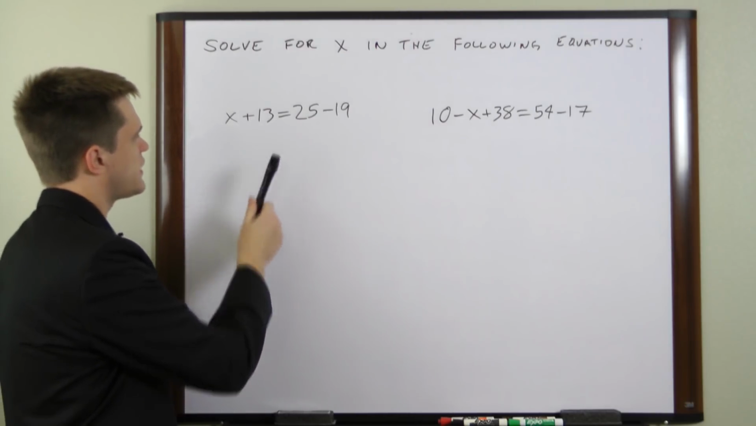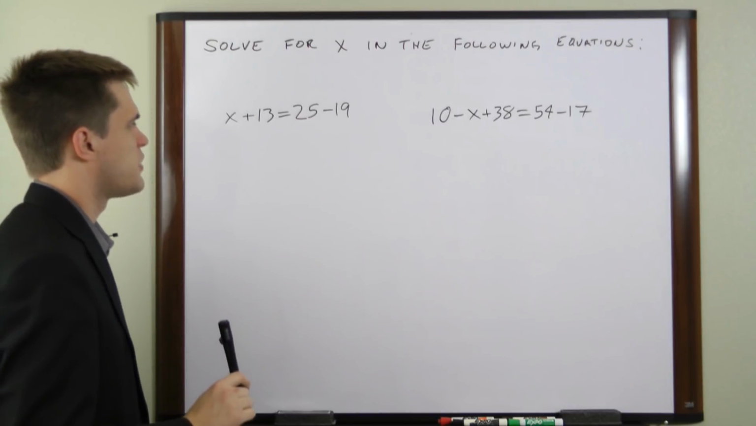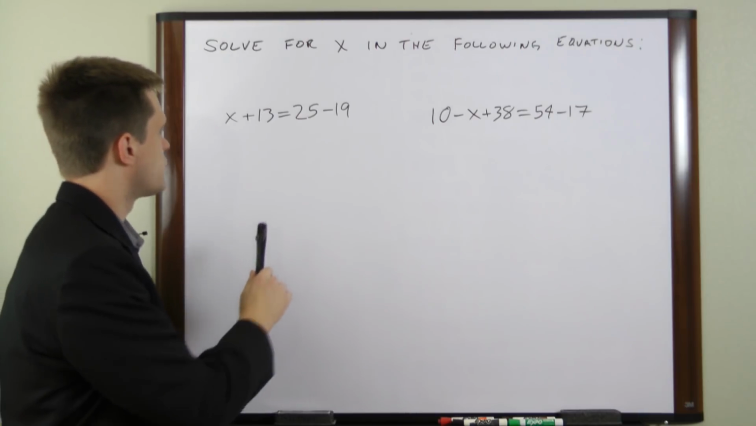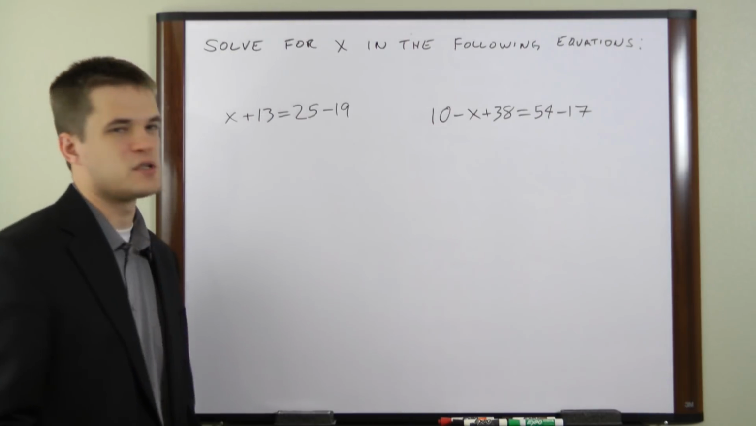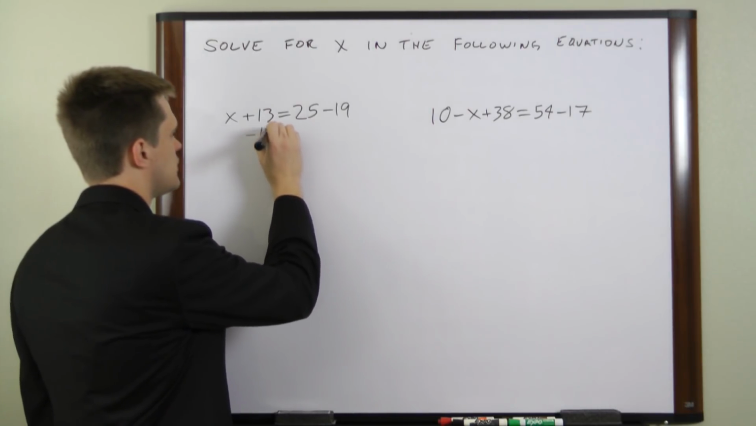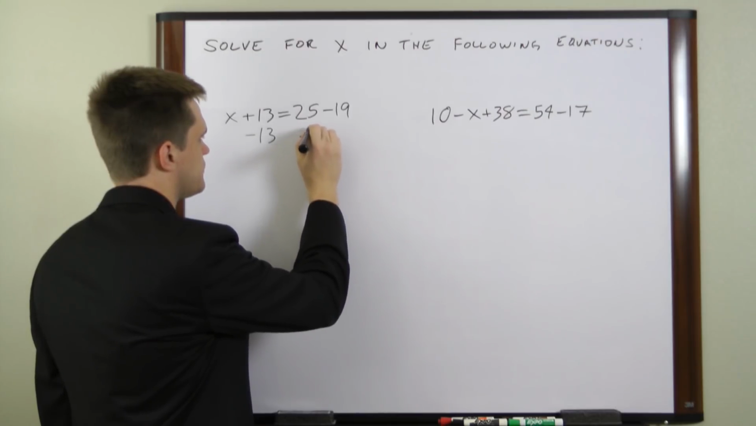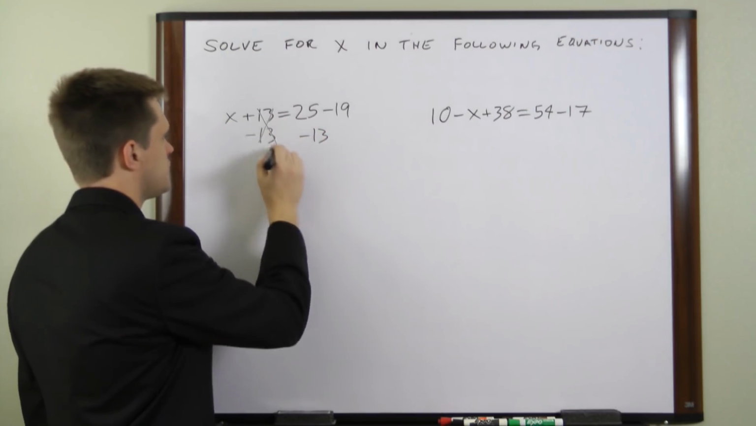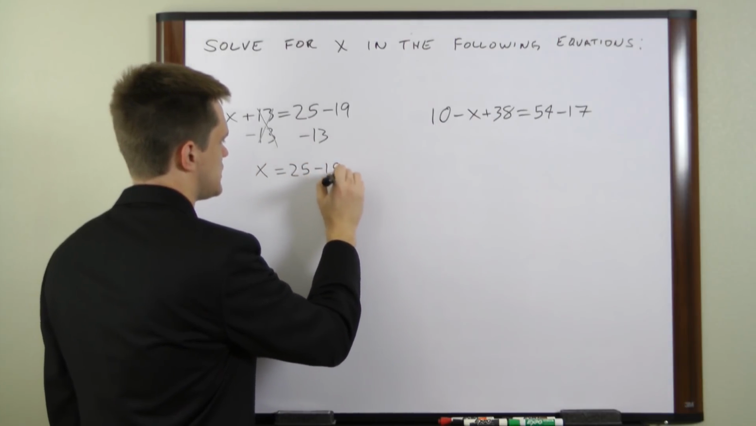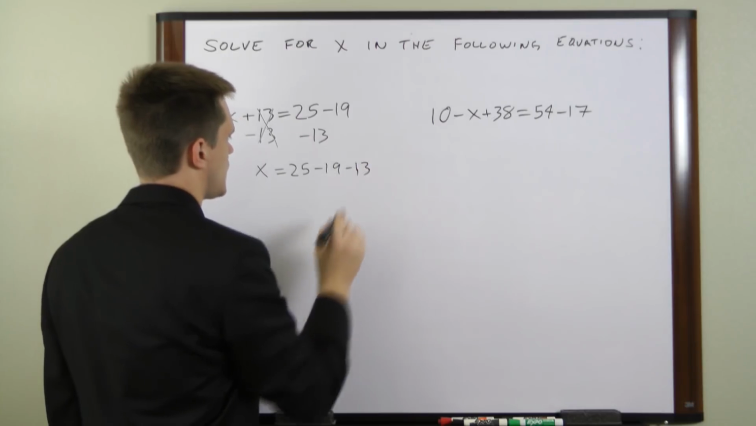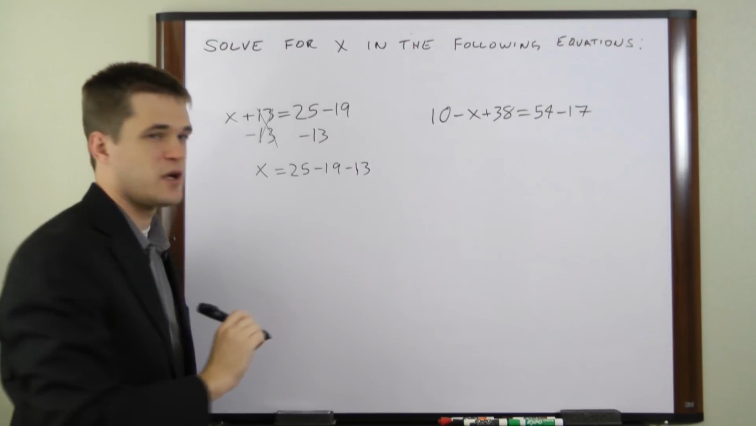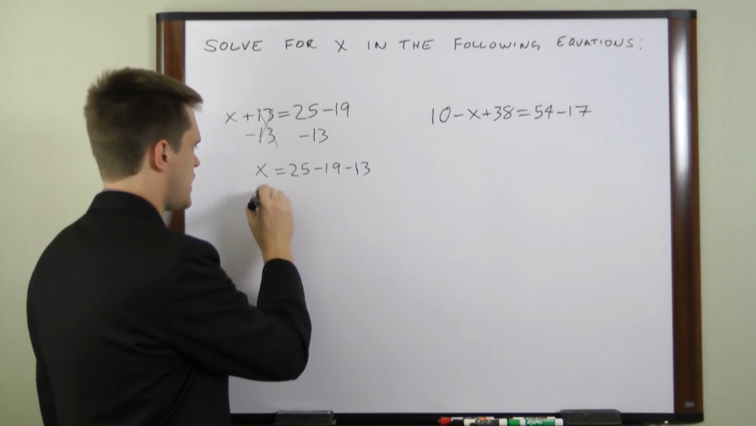In this first one we have x plus 13 equals 25 minus 19. So to isolate x, we need to get this 13 to the other side of the equation. To do that, we need to subtract 13 from both sides of the equation. So this will cancel, and what we're left with is x equals 25 minus 19 minus 13. And so now all we have to do is solve this part over here, and we've got the value of x.